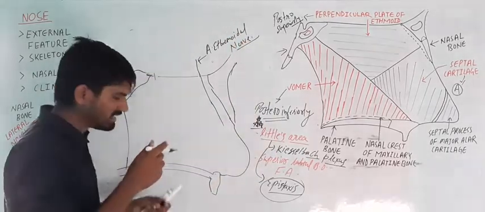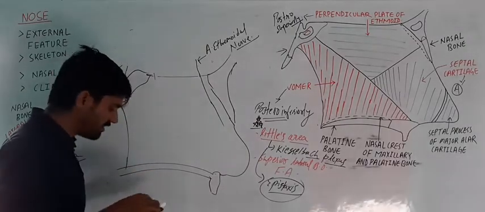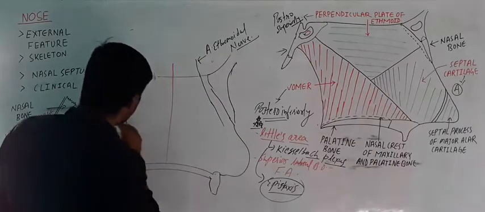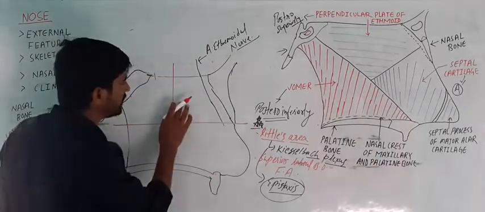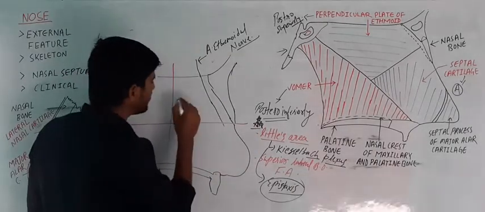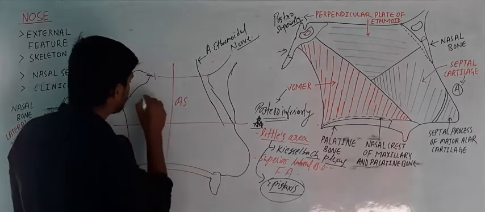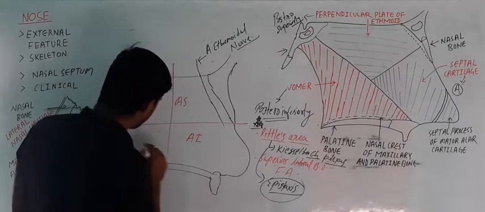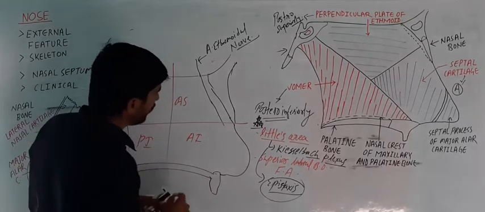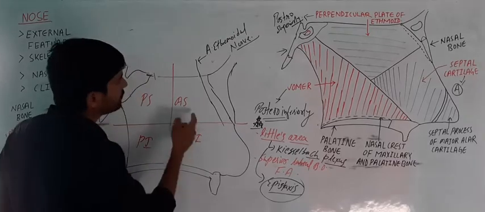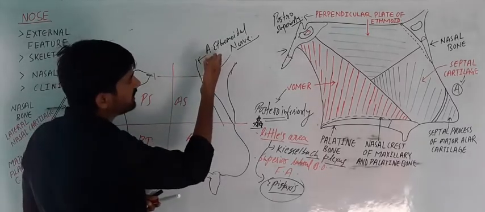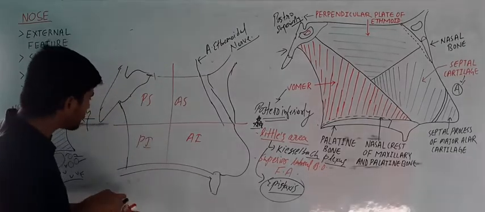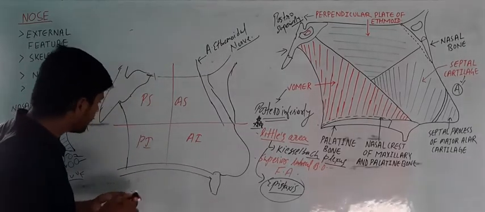This nasal septum is divided into 4 parts. See here, 4 parts. If you know the direct nerve supply, no problem. If you divide it into these parts, that is also no problem. This is the superior part, so this is the antero-superior part. This is the postero-superior part. This is the inferior part, so this is the antero-inferior part, and this is the postero-inferior part. The antero-superior part is supplied by the anterior ethmoidal nerve. Now you tell me, the posterior part is supplied by this.